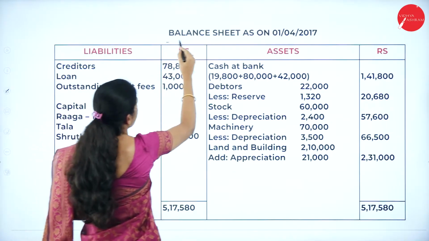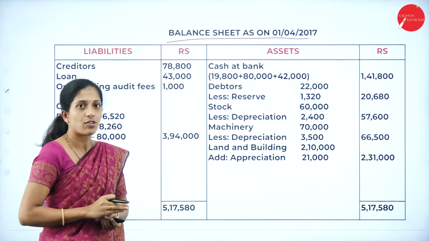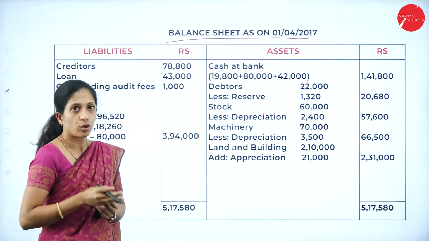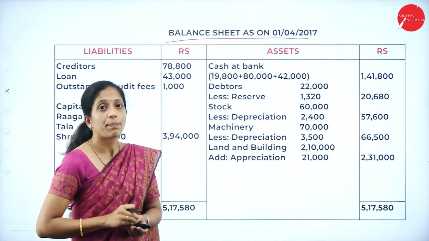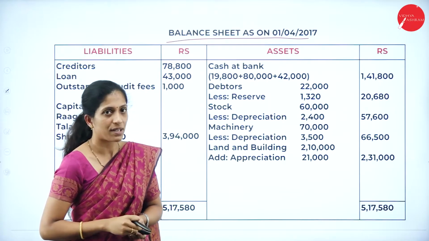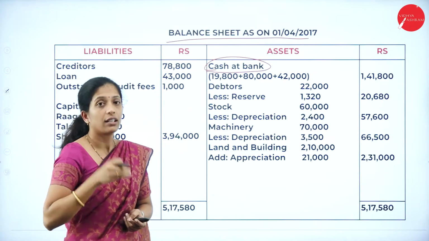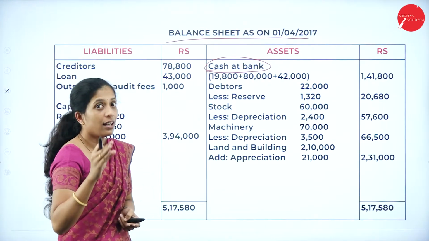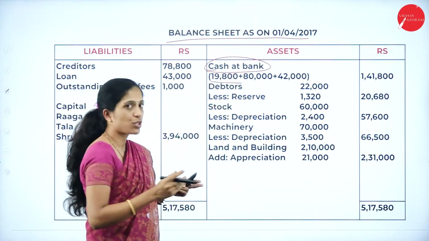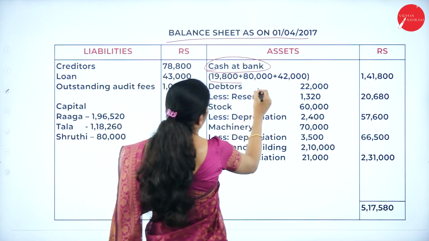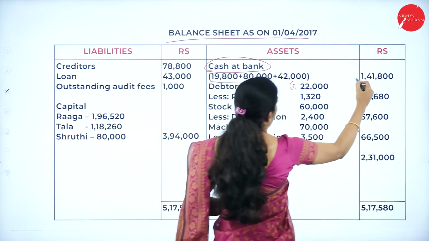Next, the balance sheet. You will refer to each and every item in the opening balance sheet. If there is any adjustment, you will go through that adjustment. For example, if there is appreciation, you will add the appreciation. If there is any depreciation on fixed assets, you will deduct that depreciation. And here in cash at bank, suppose the new partner has brought in capital and goodwill, you have to add this. So here 19,800 which was there in the old balance sheet plus capital of the partner and goodwill of the partner. Add these two and write in the outer column.